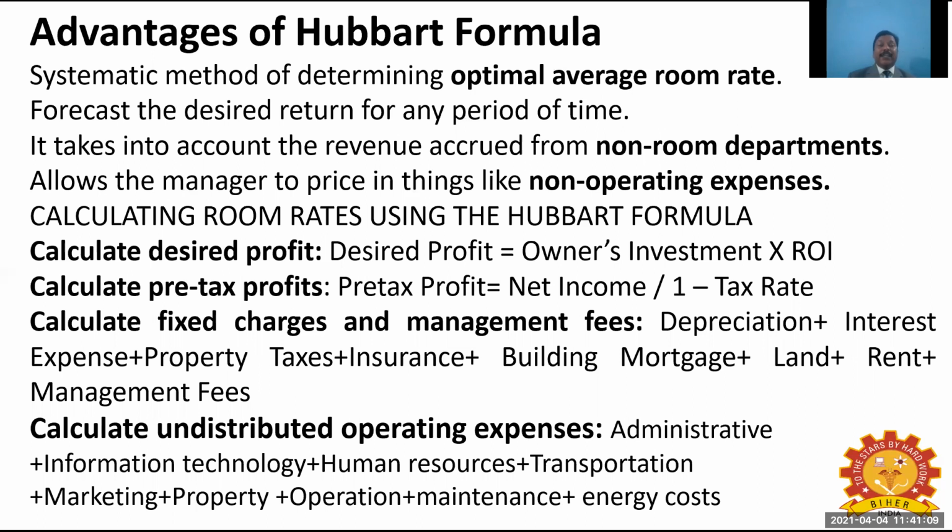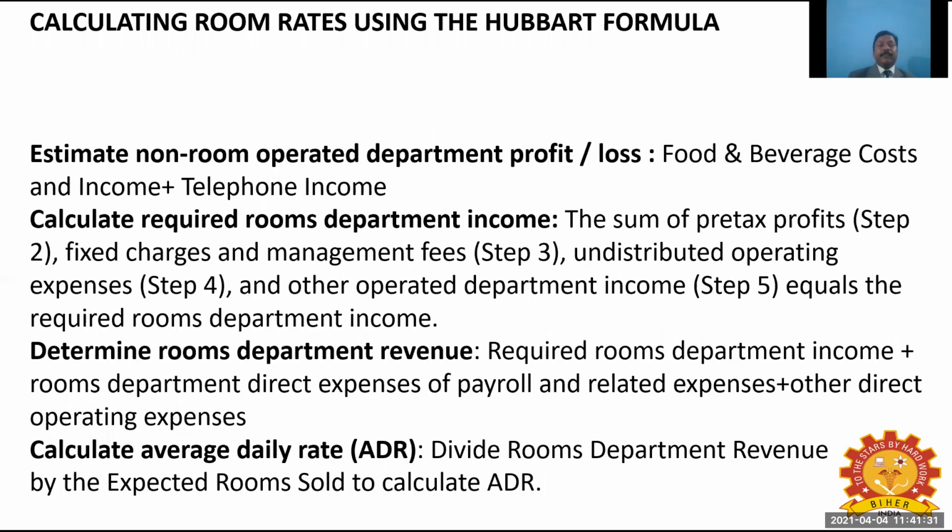All these factors we are taking in our formula, whereas we are not even mentioning them in the rule of thumb approach. Calculate undistributed operating expenses: administrative plus information technology, human resources plus transportation, marketing, property operation maintenance, energy costs. All these costs are evenly seen and it is calculated. Estimate non-room operated department profit or loss, food and beverage cost and income plus telephone income.